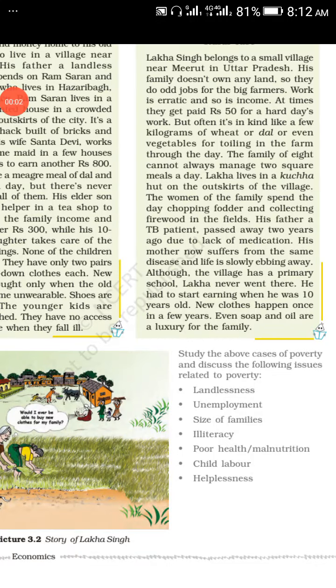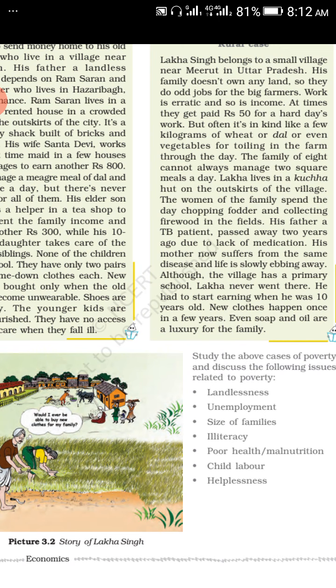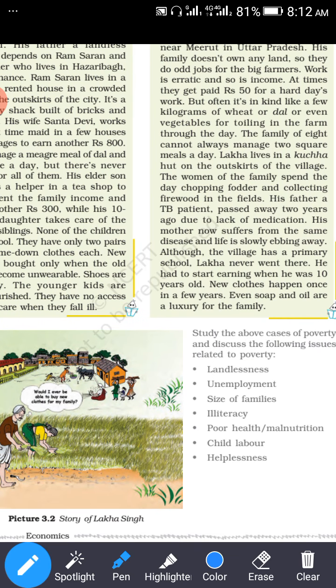So the issues related to poverty are landlessness, unemployment, size of families or the population, as well as illiteracy. Illiteracy is the major factor, but don't say only illiteracy. If a farmer is illiterate but ill skilled, they have their own land, they may cultivate.